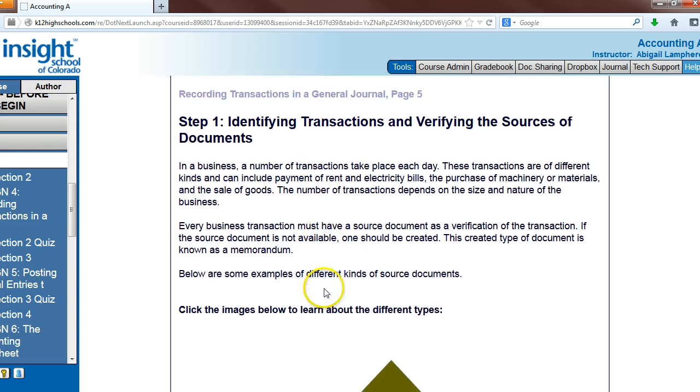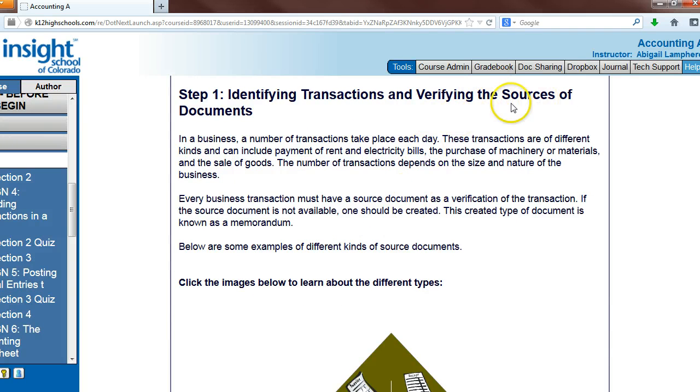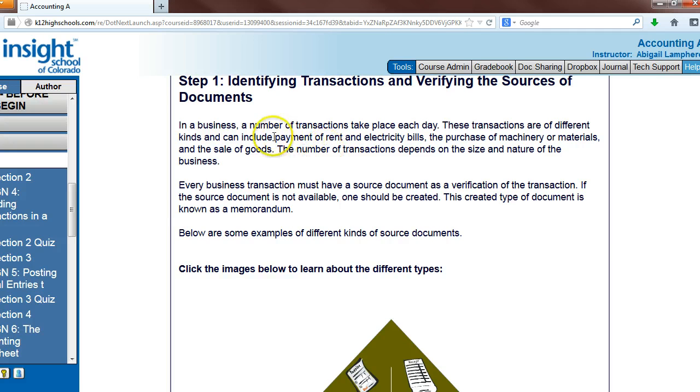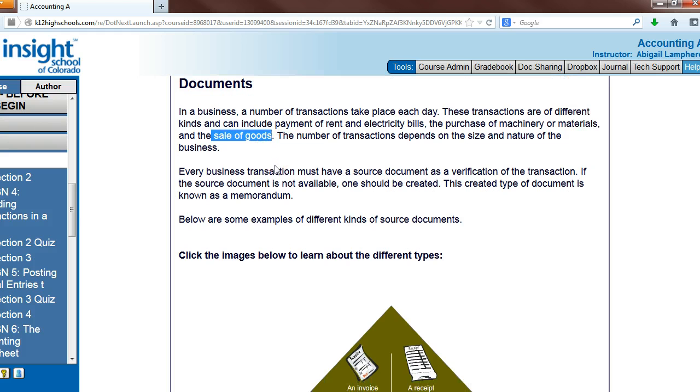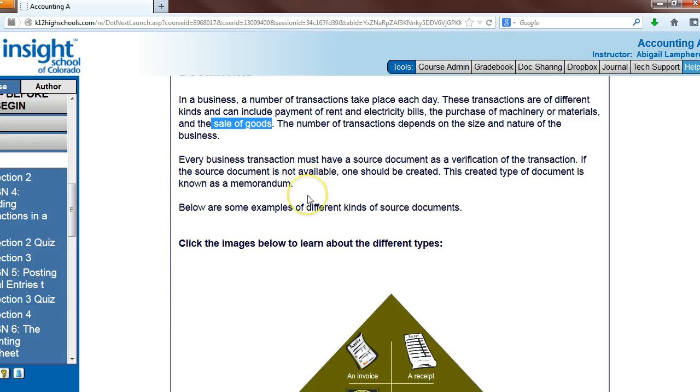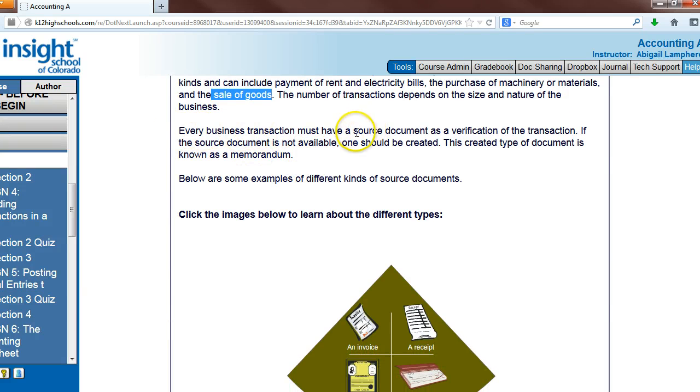Okay, so step one, identifying transactions and verifying sources of documents. That's just fancy language for, okay, what happened and what documentation do we have for what happened? So we've talked about business transactions and how they take place every single day, for everything from payment of rent, electricity bills, purchase of machinery and materials, sale of goods. So we record and track all these transactions in order to make sure our business is financially sound and staying on track. Every business transaction must have a source document as verification of the transaction.